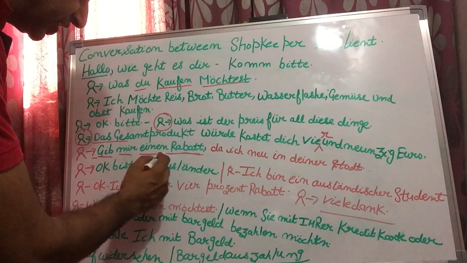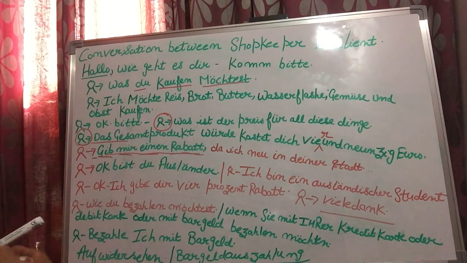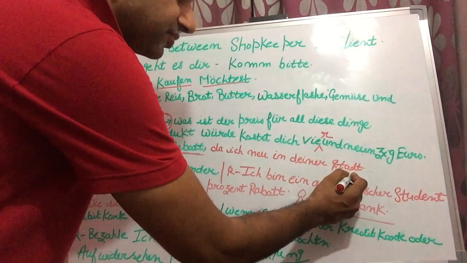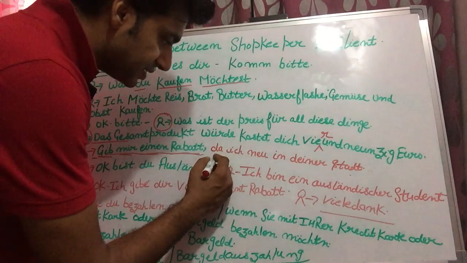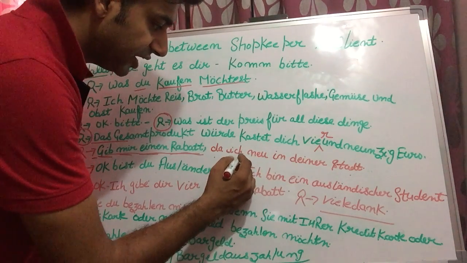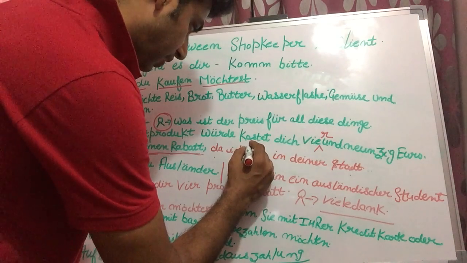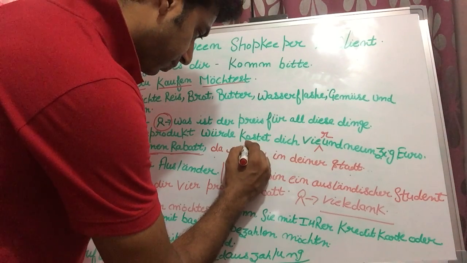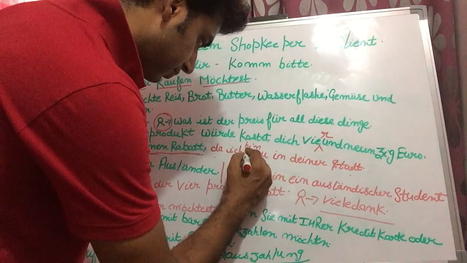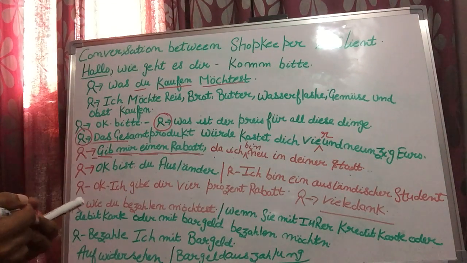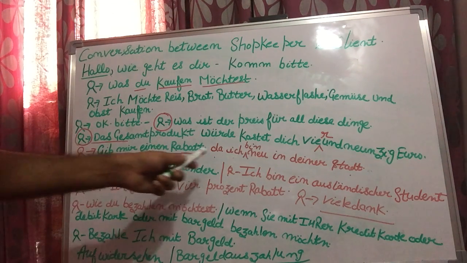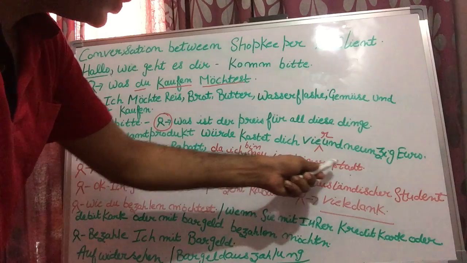Speak after me. Give me some discount. So what you can say? Gebe is to give. Gebe mir is give me. Give me some discount. Gebe mir einen Rabatt, da ich neu in deiner Stadt bin. As I am, ich bin. We can say it like this. I am new in your city. Ich bin. I am new in your city. As I am new in your city, da ich bin neu in deiner Stadt.